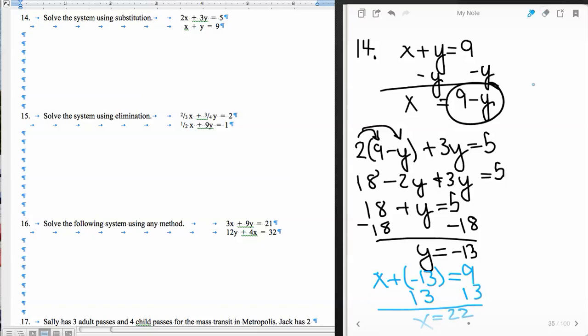and that is my x solution. Now remember, solutions of these are ordered pairs, they're points, so I write them as an ordered pair. x equals 22, y equals negative 13, and that's my solution. So final solution. Alright, now moving on to problem number 15.